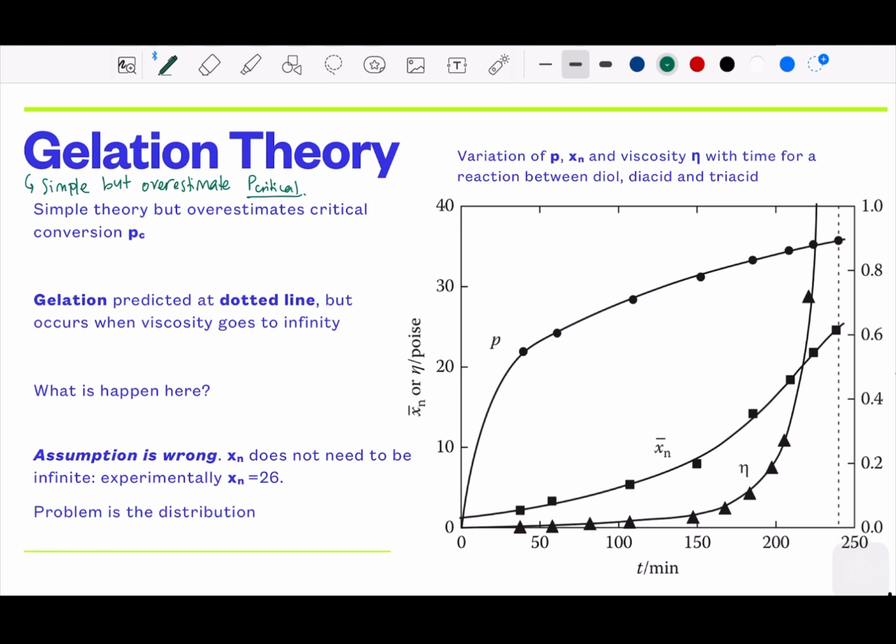If we take the viscosity, it's going to infinity. It's supposed to end here in our experiment. But in the theory, using the gelation theory, it seems like that. So also the problem is the distributions. But I think one simple statement, the first one here: the gelation theory is simple, but sometimes it overestimates the P critical.